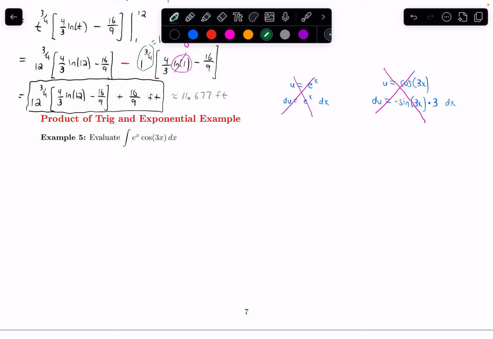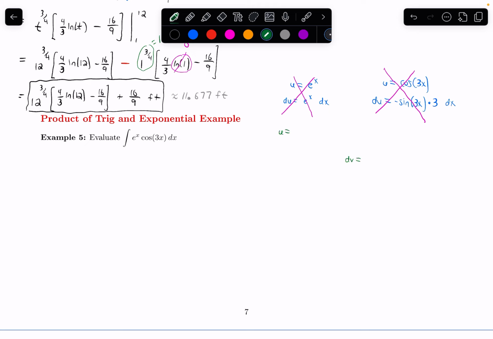What if we try integration by parts? The other indicator that that might be useful is we have a product of functions. We don't always use integration by parts when we have a product, but often it can be helpful, especially if one of our other methods doesn't work.